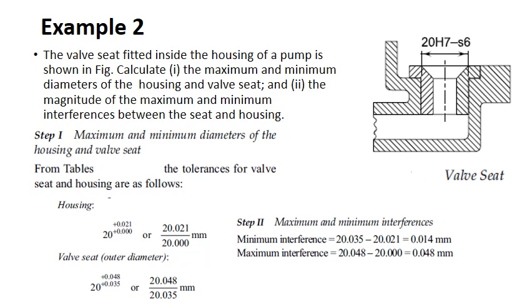So you have to take the upper limit of the valve seat and then the lower limit of the housing, right? Please take your time to understand this concept of clearance and interference. It is very, very easy. Still, if you have any doubts, you can clear that during the live class.